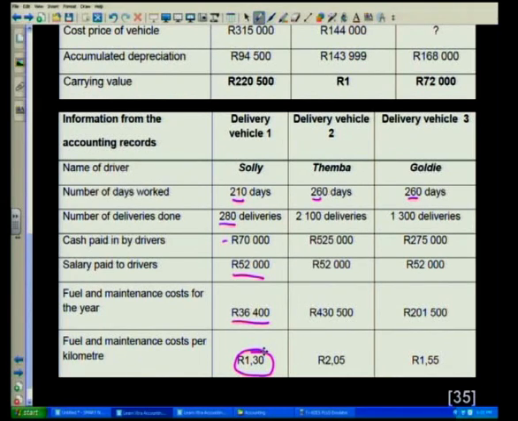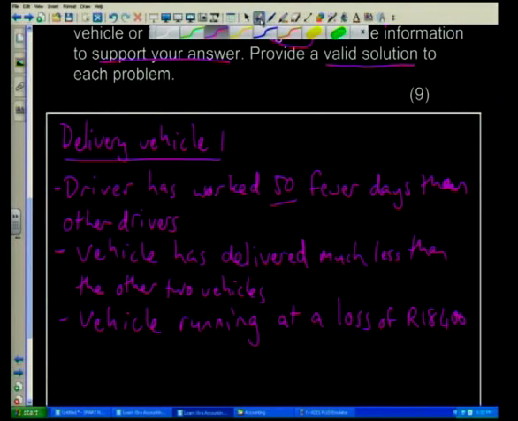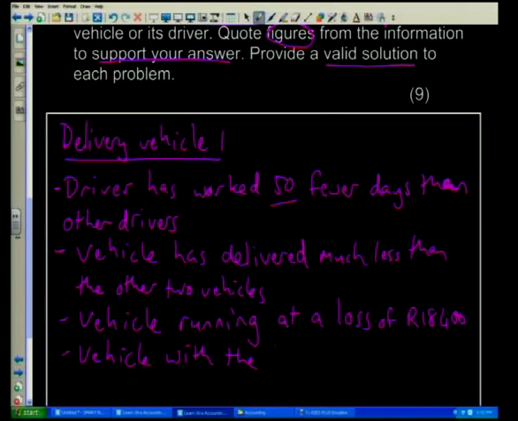Yet, this vehicle, which is probably the vehicle that is the most fuel efficient and has the lowest maintenance cost per kilometre, has been used to make the fewest possible deliveries. In other words, it's done 280 deliveries instead of 2,100 and 1,300 deliveries. So that could be another possible point, that the vehicle with the lowest maintenance costs per kilometre is being underutilized.